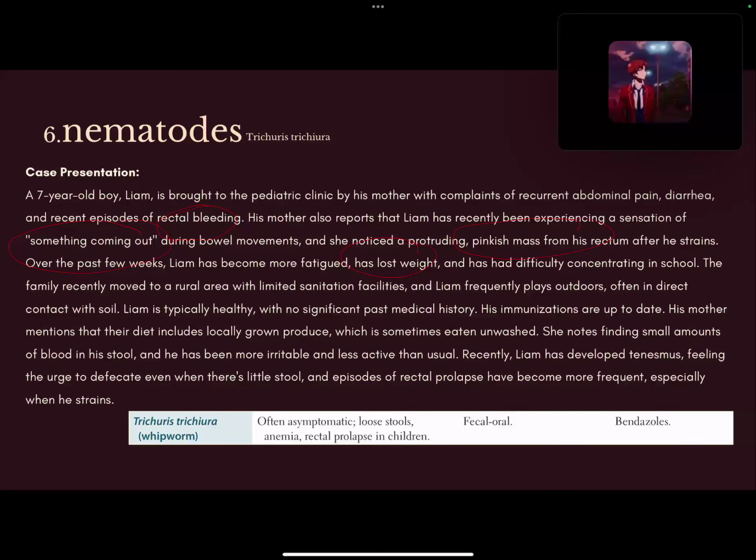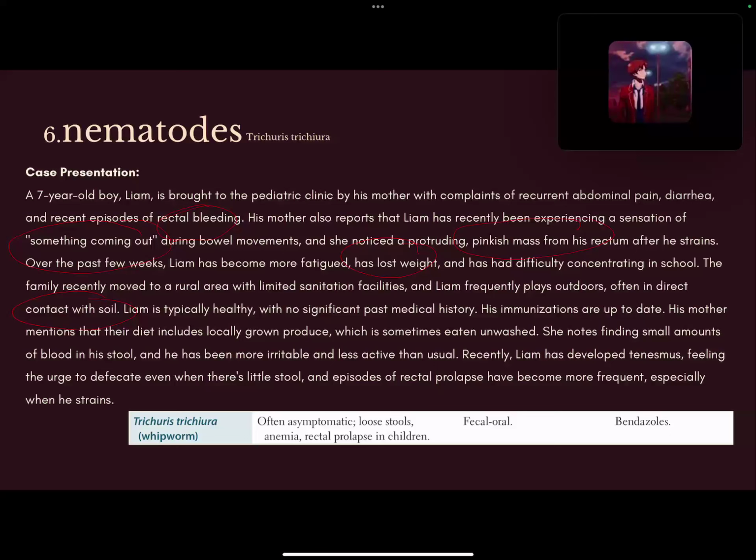The family recently moved to a rural area with limited sanitation facilities. I mean, that could also be a sign as well. It could be, but let's read a little bit ahead. And Liam frequently plays outdoors, often in direct contact with soil. That's one of them. Yep.